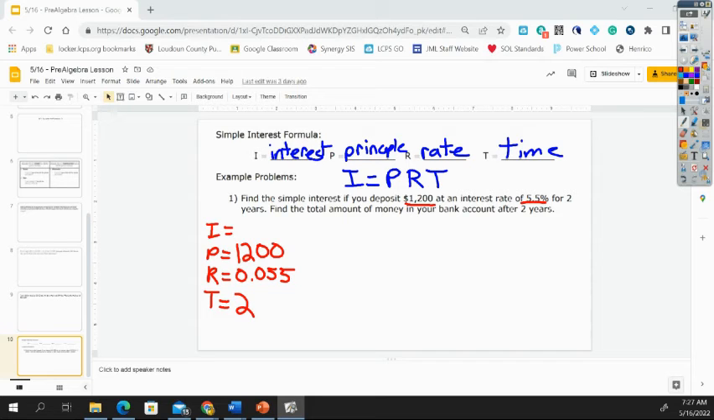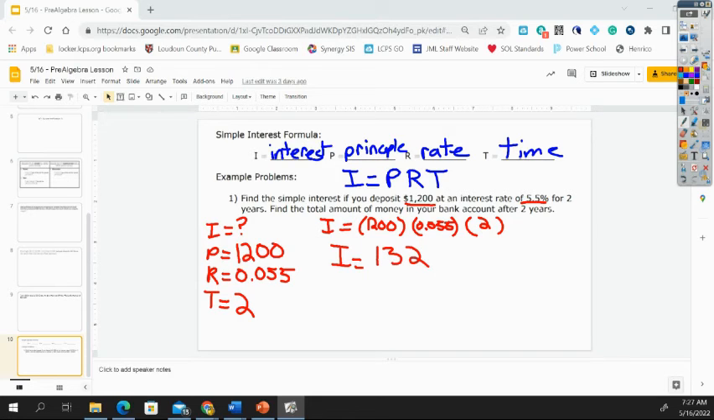So for this problem, I'm missing my I. That's going to be my variable. That is what we are looking for. So when I write out my formula, I'll have I equals, and I'm going to punch out P, punch out R, and take out T. And now I'm going to go fill them in: 1,200, 0.055, and then 2 years. All right, to find the I, let me multiply all these together. So 1,200 times 0.055 times 2. And my interest was $132.